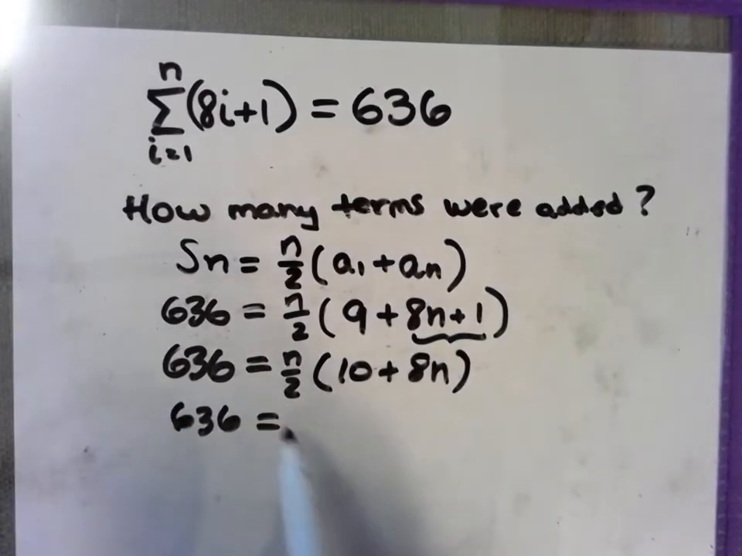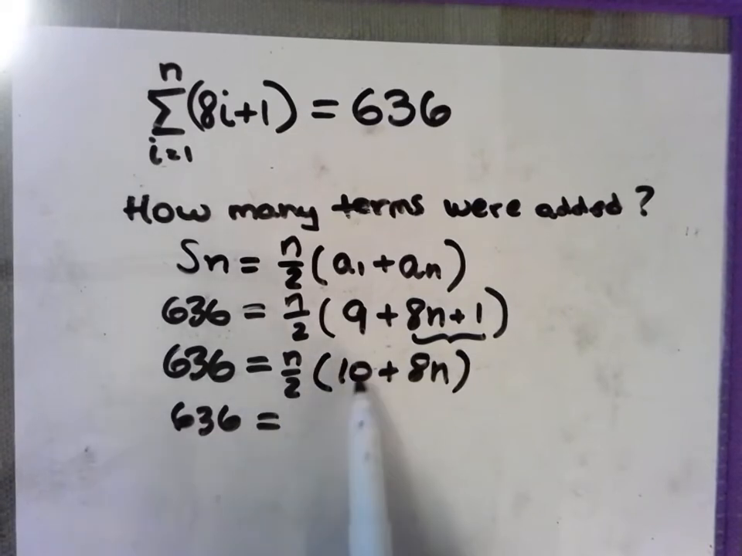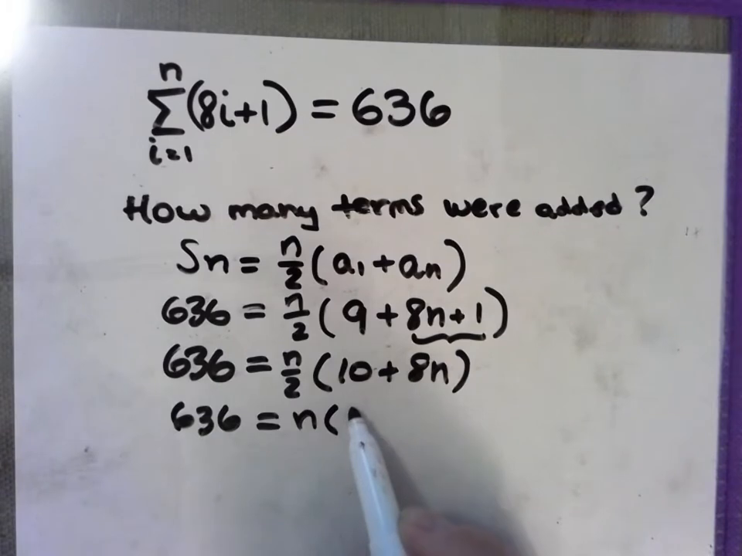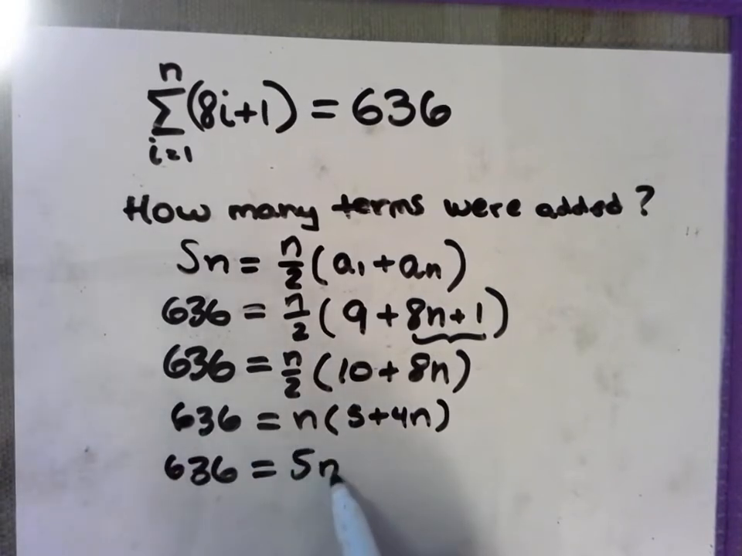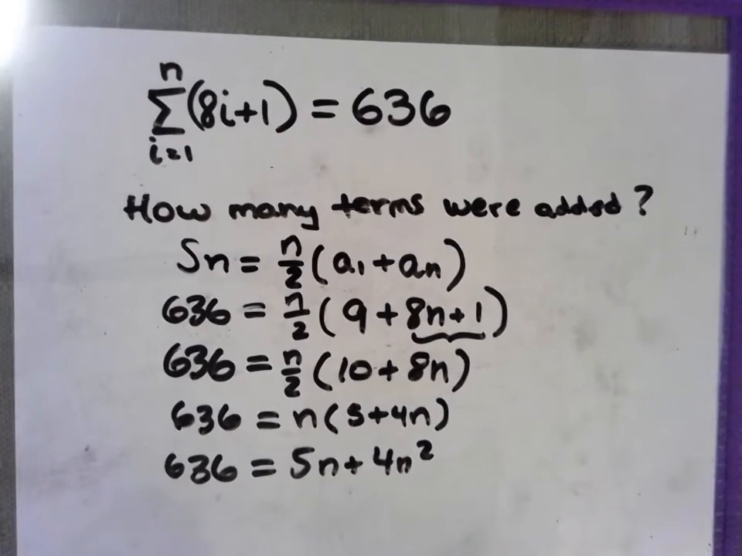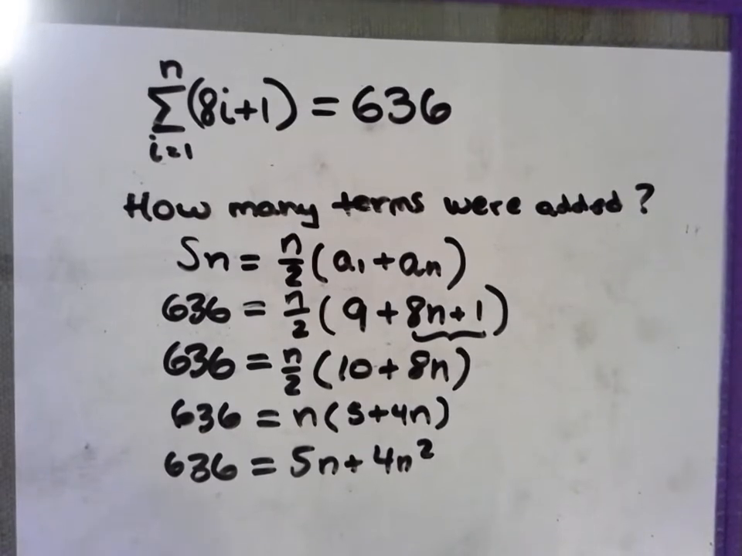636 equals... Instead of distributing, I'm just going to divide each of these terms by 2. So I get 5 plus 4n. Then I'll distribute this n. 636 equals 5n plus 4n squared. What I notice is the equation we have is quadratic, so we can come up with more than one answer, and I'm not sure if more than one answer will make sense in this case. We won't know unless we try.